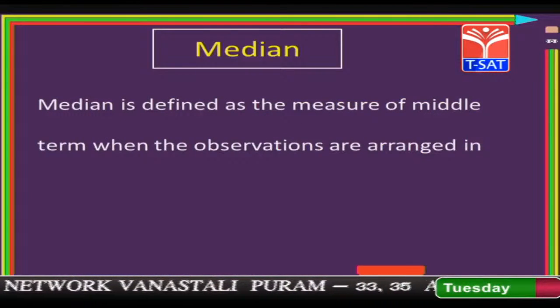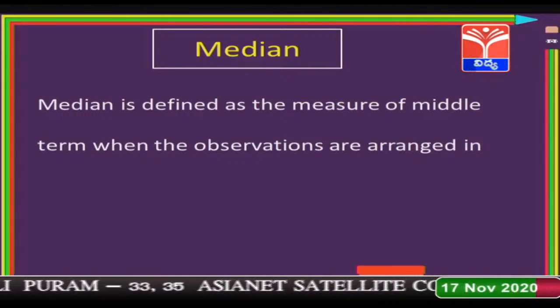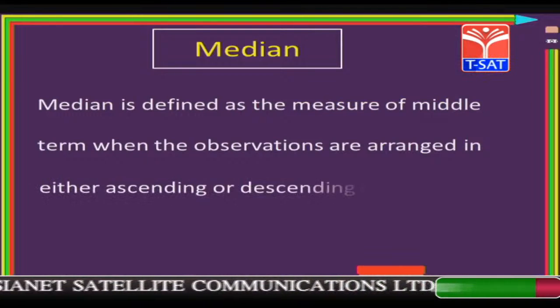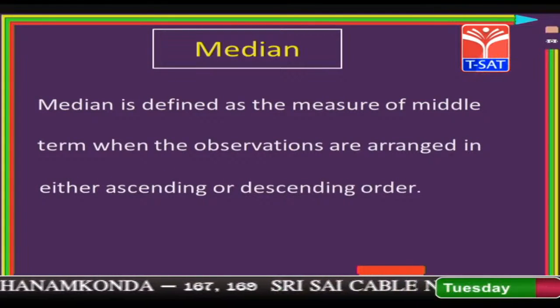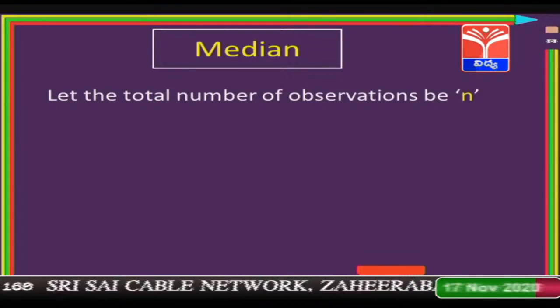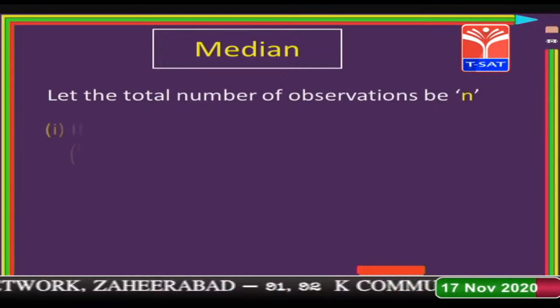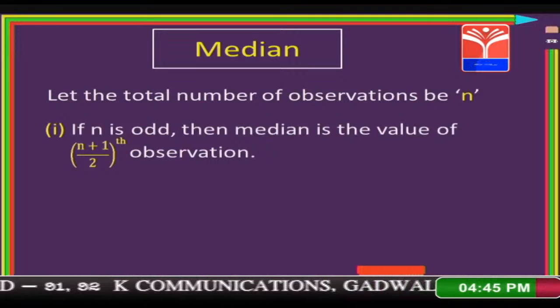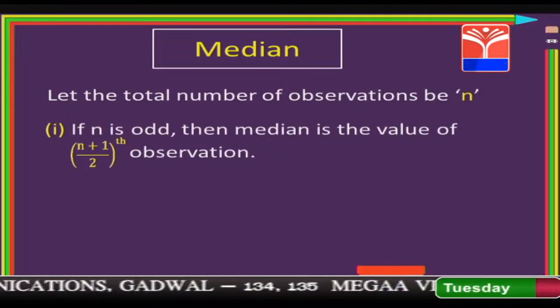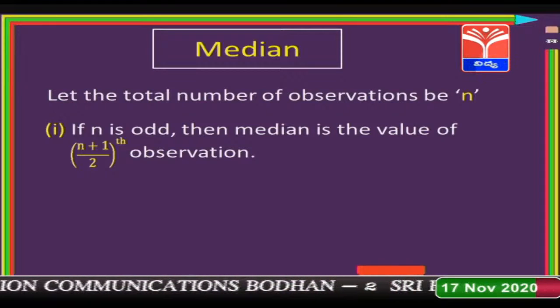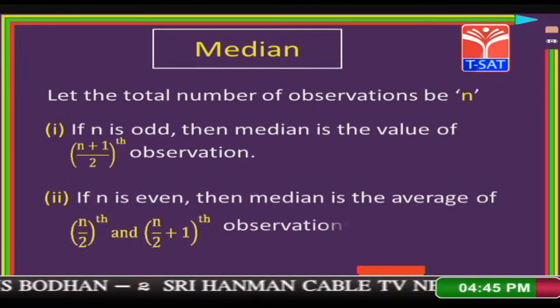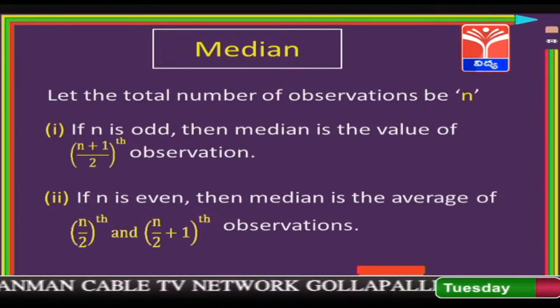Median is defined as a measure of the middle term when the observations are arranged in either ascending order or descending order. So, we are going to arrange the data in either ascending order or descending order. So, let us take the number of observations as n. If you have n as an odd number, then the median is the value of the (n plus 1) by 2th observation. But when you have an even number, then the median is the average of the n by 2th and (n by 2 plus 1)th observation.